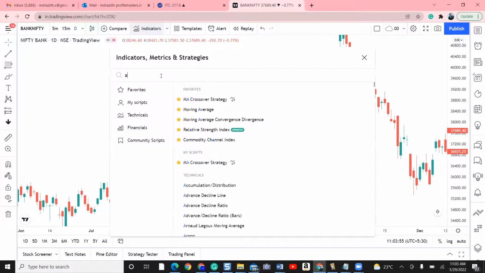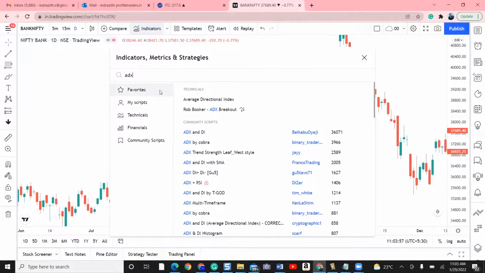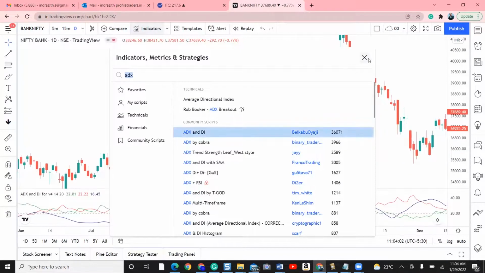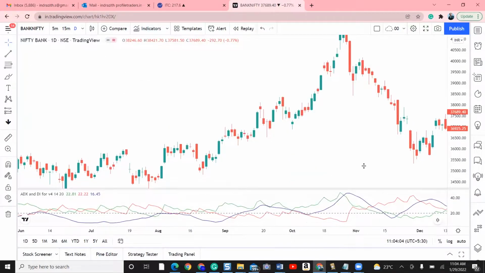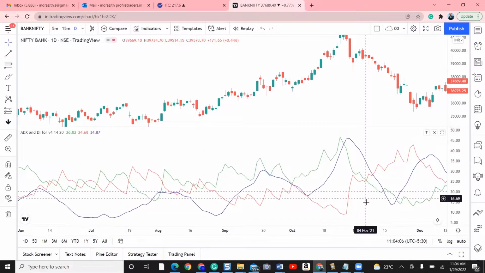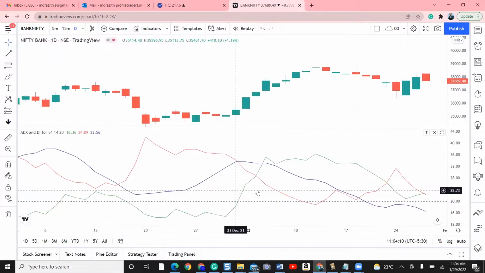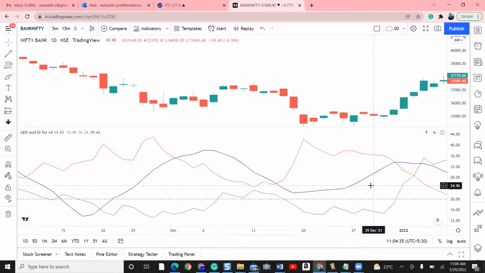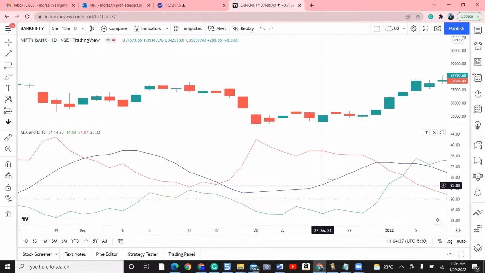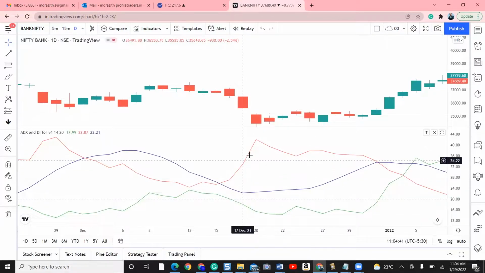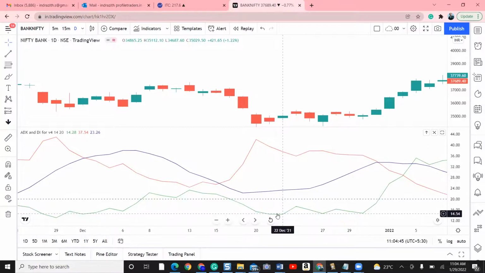If you type ADX, you will come to know, ADX is here. Okay, so basically I will expand it. ADX consists of 3 lines actually. This blue line is the ADX line, this red line is the negative DI line, and this green line is the positive DI line.